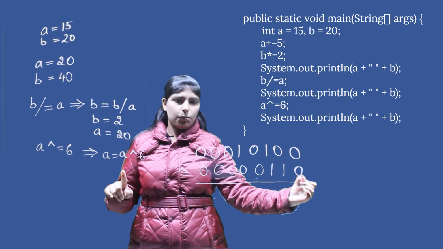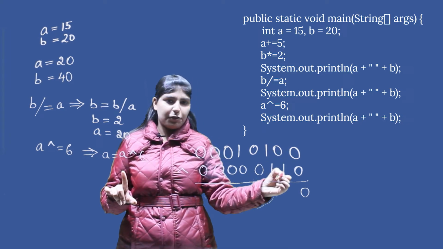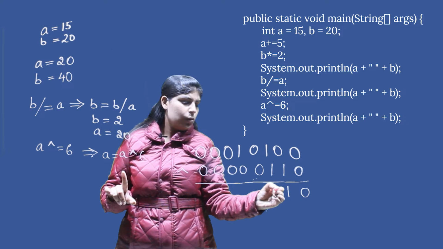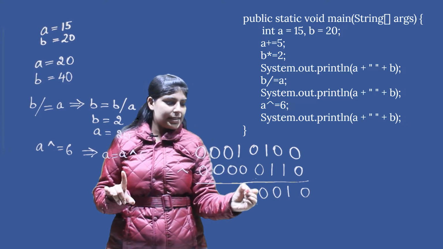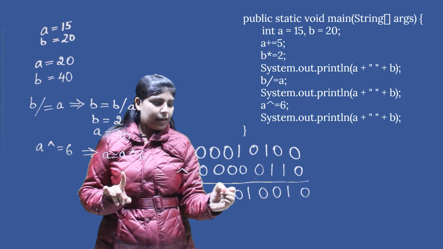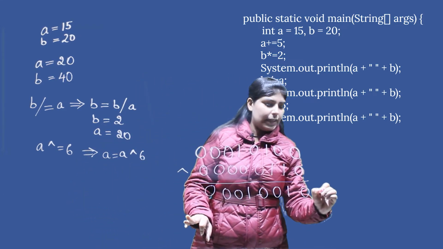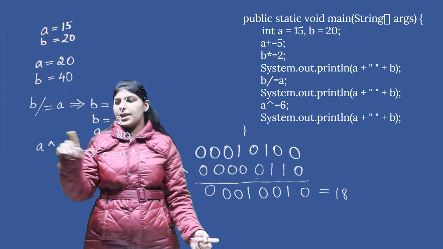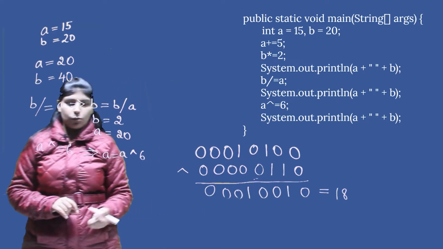Now 0, 0 both are same, so XOR will be 0. 1, 0 these are different bits, so XOR will be 1. 1 and 1 I'll get 0. 0 and 0 I'll get 0. 1 and 0 these are different bits, I'll get 1. 0, 0 I'll get 0. Again 0 and 0. So this will return me 18. So now A becomes 18, B is still 2. So the output of this line will be 18 space 2.